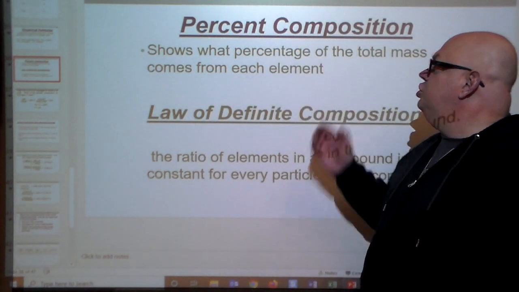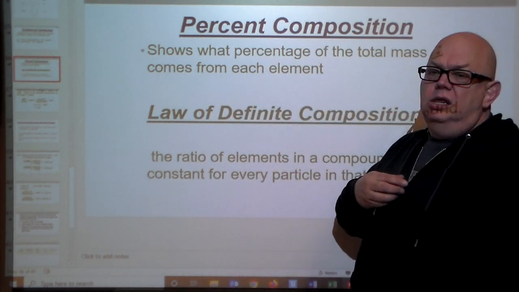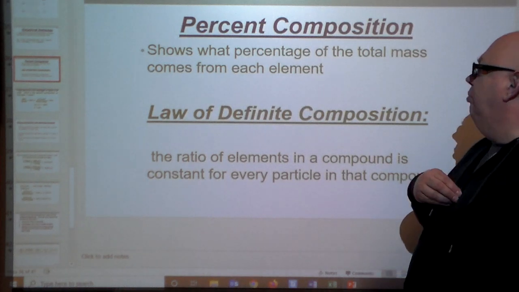But percent composition, okay, so it shows what percentage of the total mass comes from each element. Okay, that's kind of important.